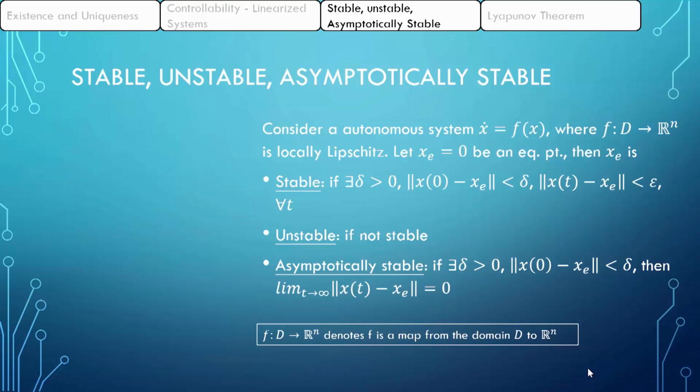And for asymptotically stable, it means that given the same initial condition, eventually as t goes to infinity, the solution will converge to this equilibrium point. That's the main difference. Here the limit is equal to 0, but for stable, the condition is bounded.